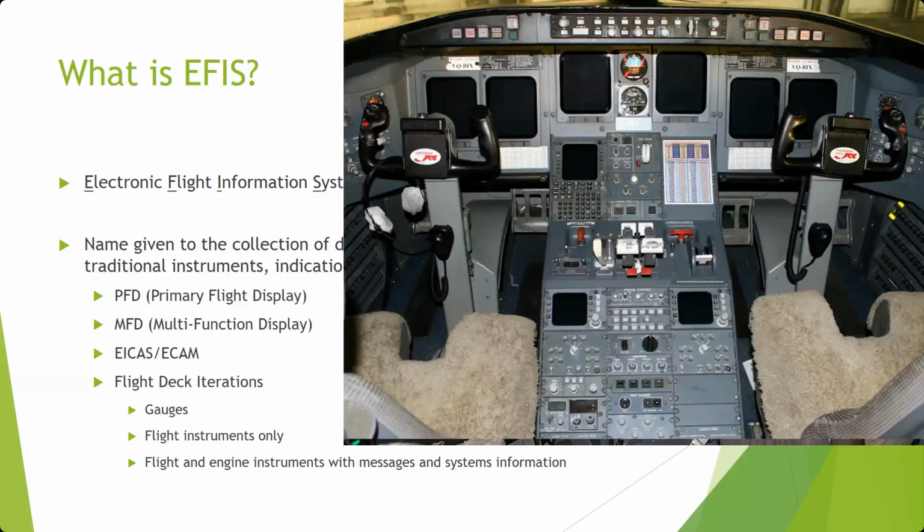And then here you have a cockpit that is EFIS. It has electronic flight displays in front of the pilot, co-pilot, or pilot, captain, first officer. And now we've got digital displays in the middle that are going to have our engine and system information on them.